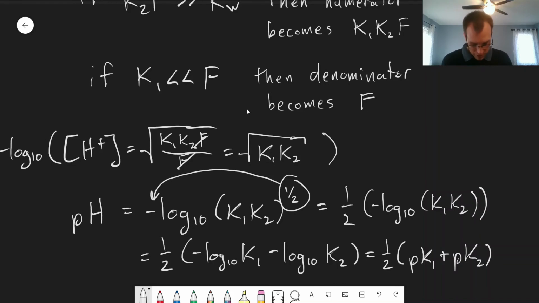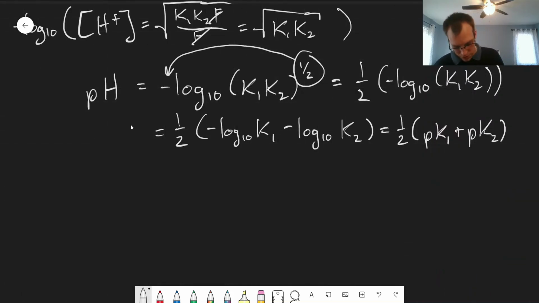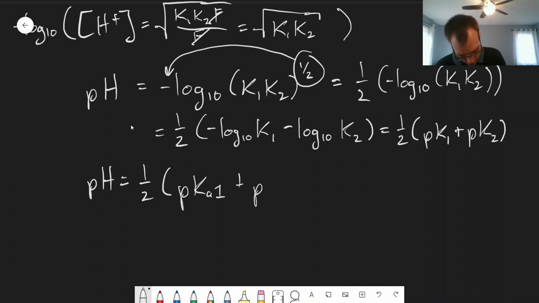All right, and so this expression then becomes that the pH is just related to the pKa values, which is what we look up in a table anyway. So pH is equal to 1/2, can't forget that, 1/2 of pKa1 plus pKa2. So it's just going to be the average. pH is basically the average of the two pKa values for our diprotic species.